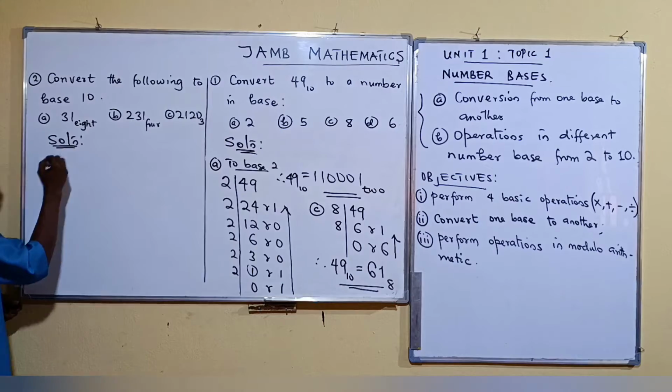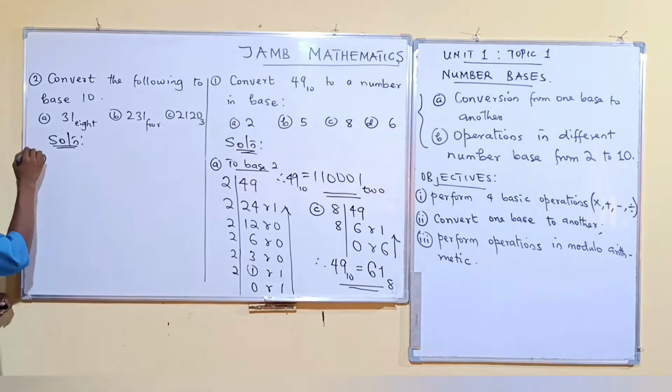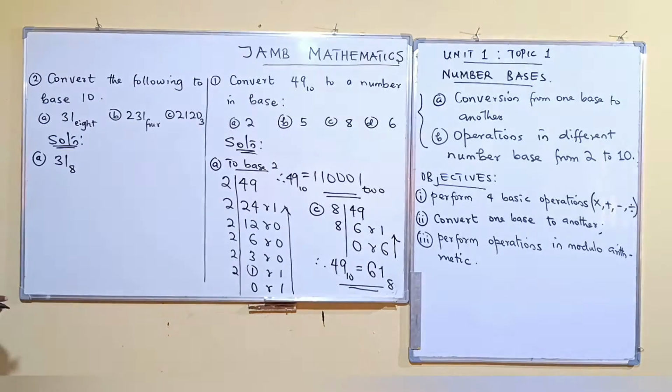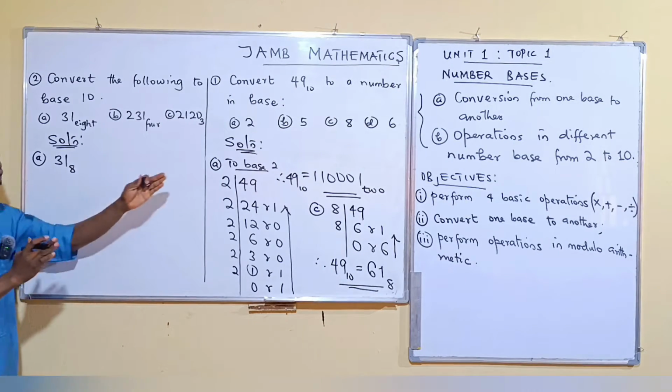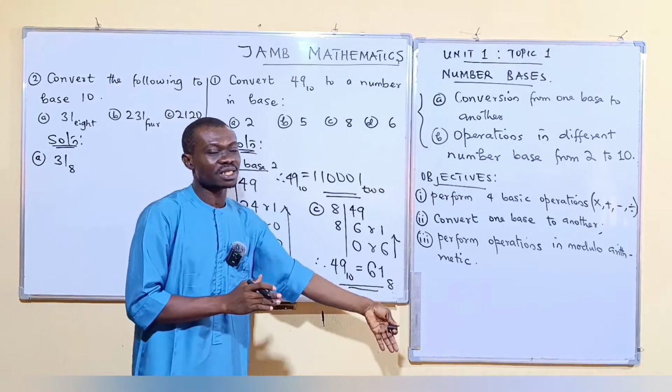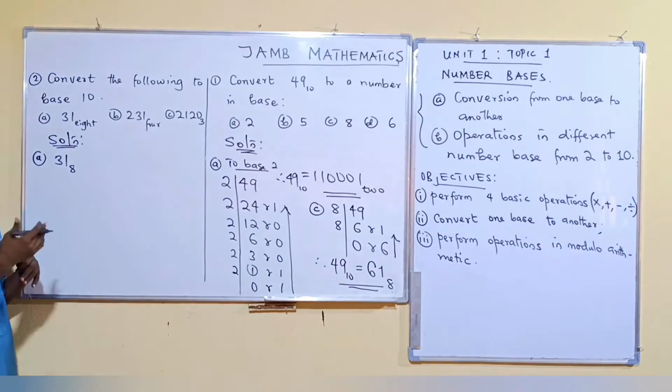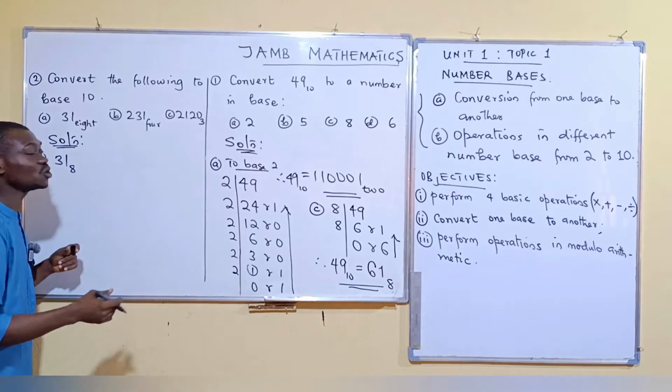All right, so what do we do here? We have A, that is 31 base 8. So we want to take it to base 10. Now, this one goes with successive division. This one goes with successive multiplication. So you are going to be multiplying and then adding, but let me show you how it goes.